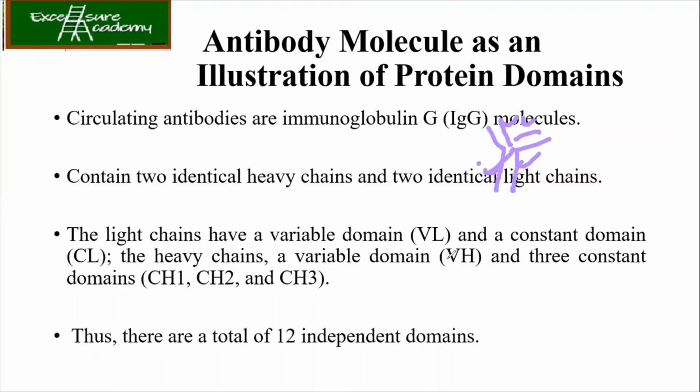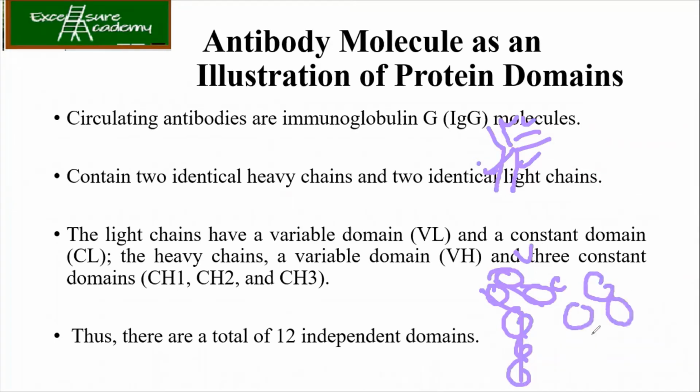Now the light chains have a variable domain and a constant domain. It is like this: variable domain and constant domain. And the heavy chain contains a variable domain and three constant domains. Okay. I mean, I made the structure like this. It has to be like this, something like this.